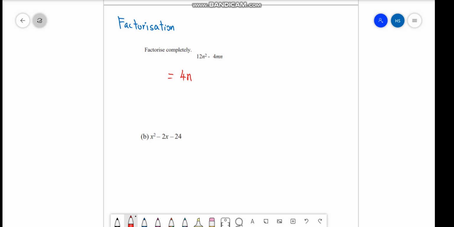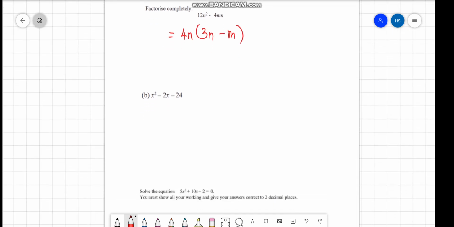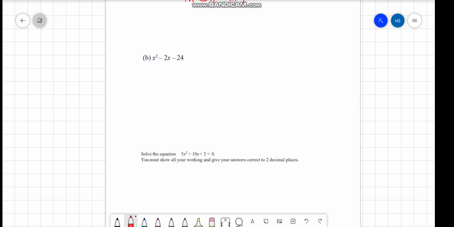Okay, so after I take out 4n and a bracket, 12 divided by 4, I left 3. N squared, I took out 1n, I left 1n. And then minus, so 4 divided by 4, you left 1. And then mn, you take out the n, you left m. So the answer is this one. Very simple.